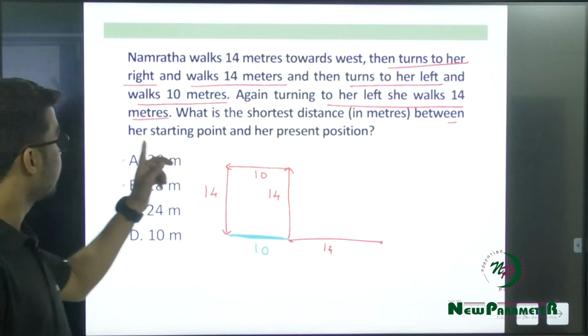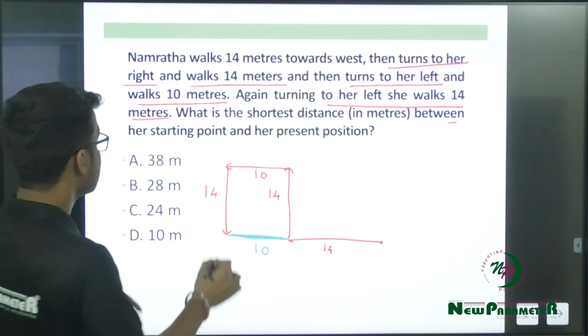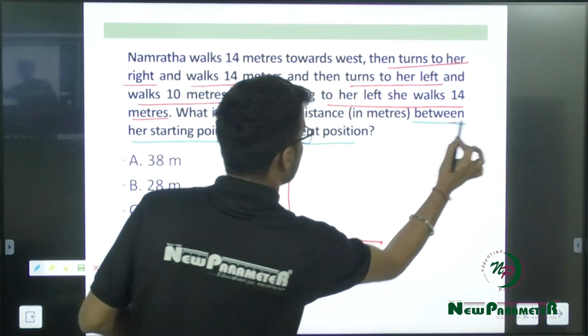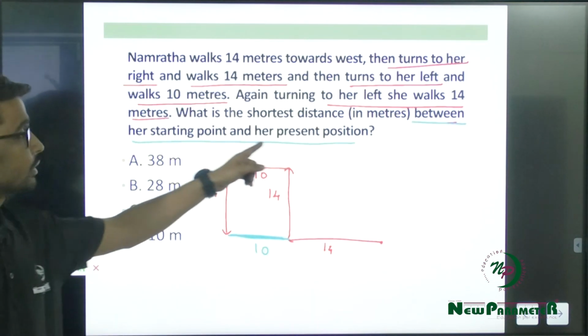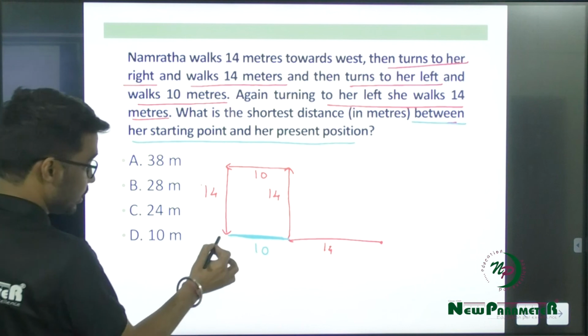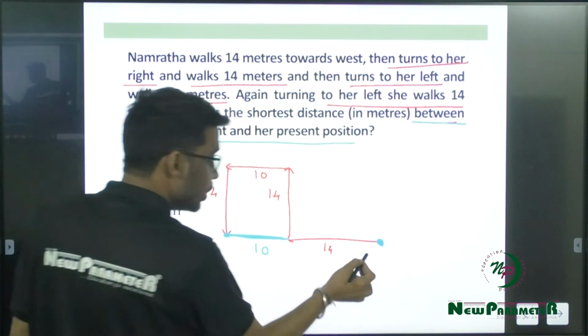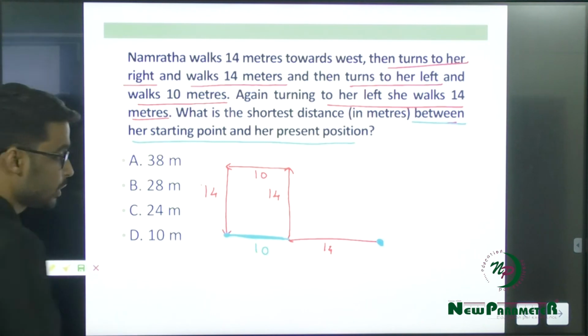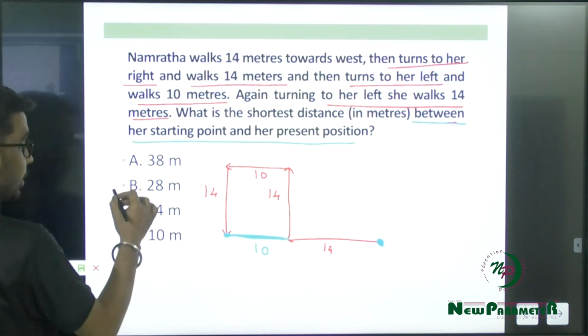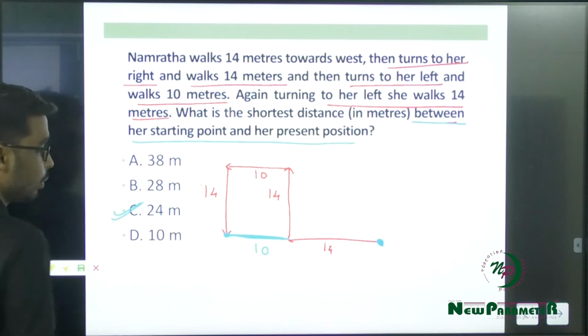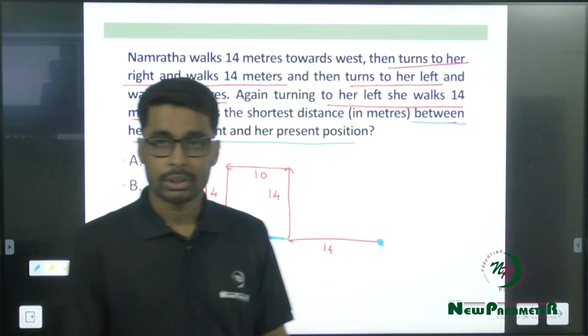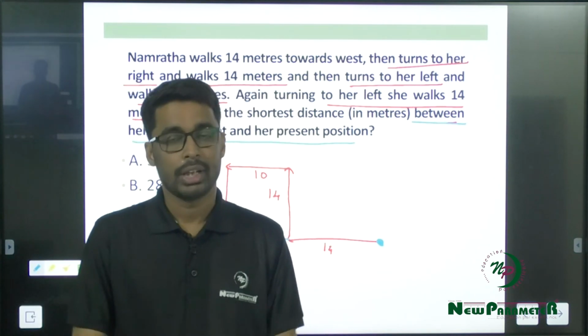So right now my question is: what is the distance between her starting point and her present position? This is the present position of Namrata. This was the starting point. So the distance between the starting point and the present position is 10 plus 14, that is 24 meters. Right? So these were some examples related to directions.